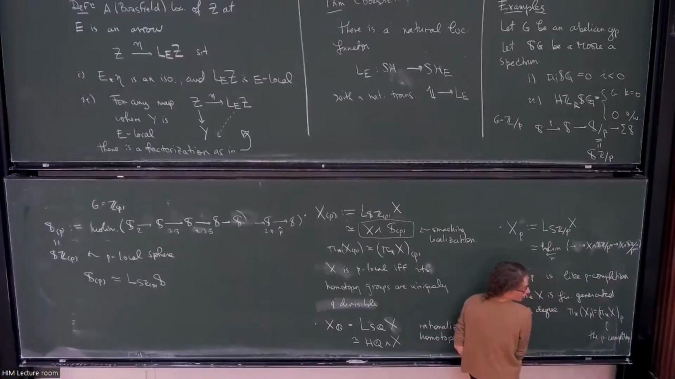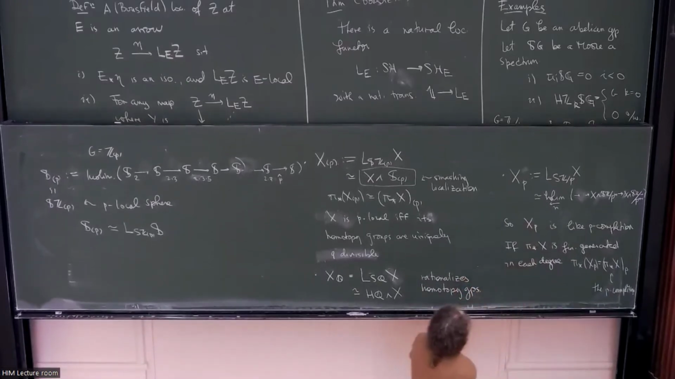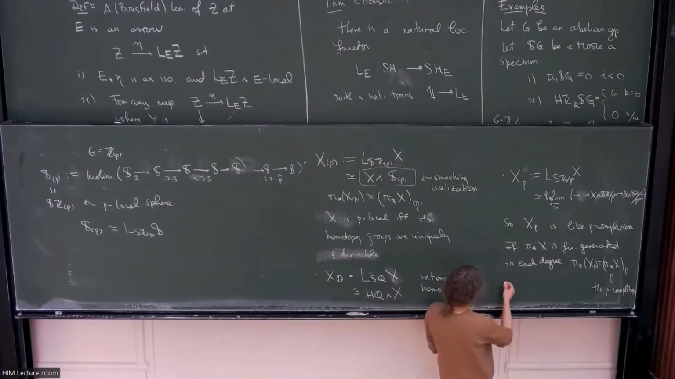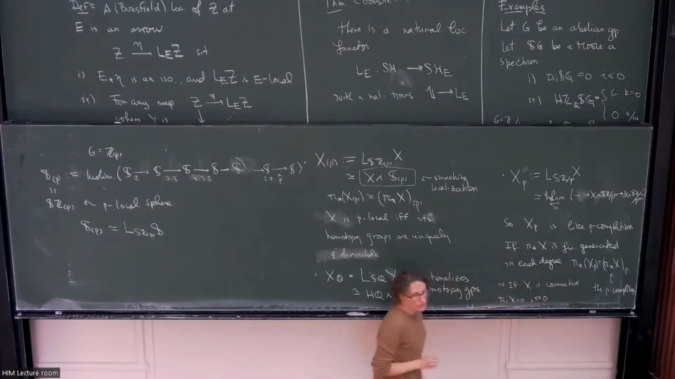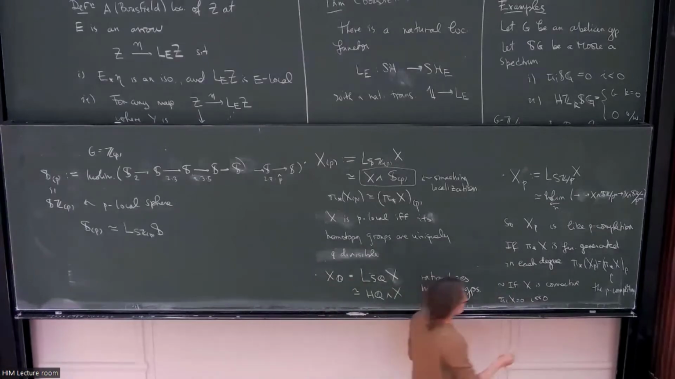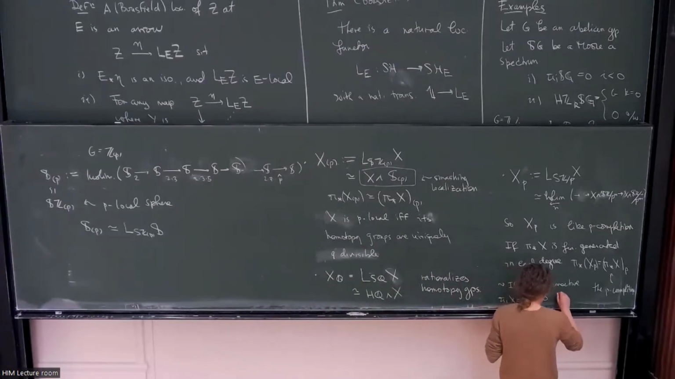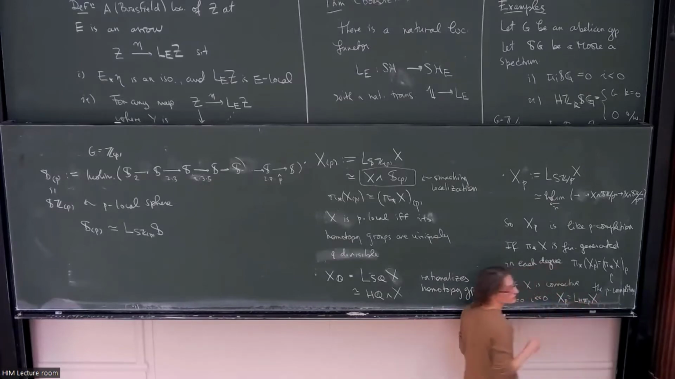Another fact about this completion is that if X is connective, okay, so what does that mean? That means that pi_i of X is 0 if i is small enough, okay? Then the p-completion is also equivalent to the localization at the mod p Eilenberg-MacLane space of X.